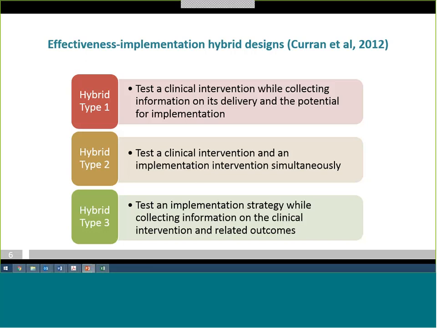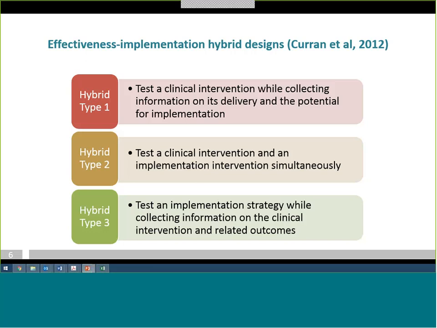My understanding is that the type 3 design is suitable if two conditions are met. First of all, when there is evidence that the clinical intervention has worked in related situations, but not the situation in question. For example, we might be testing a weight management intervention that has been shown to be effective in people with diabetes, but has not been used in people with, say, osteoarthritis.